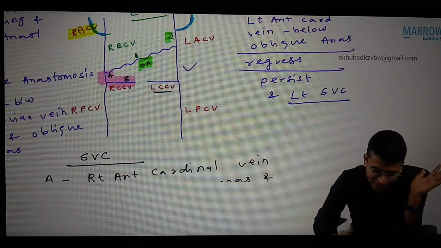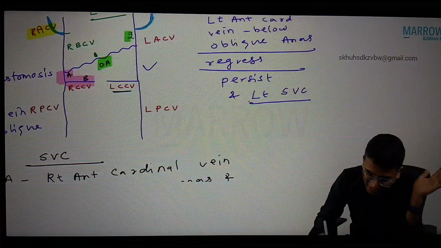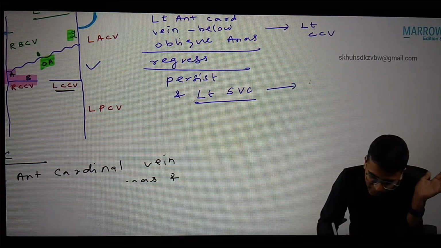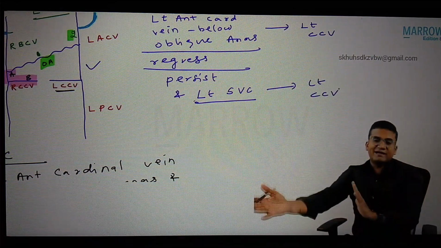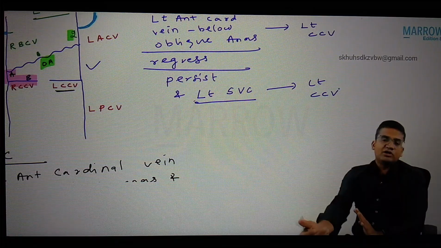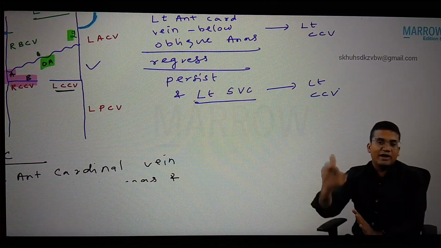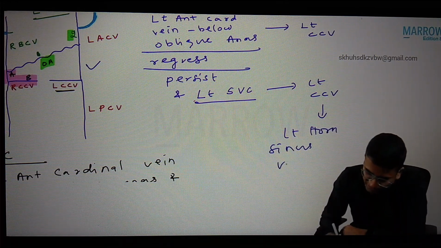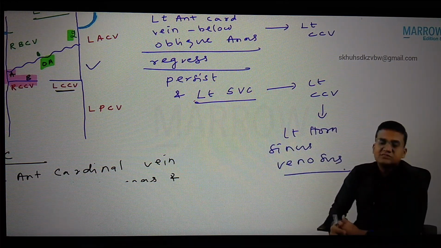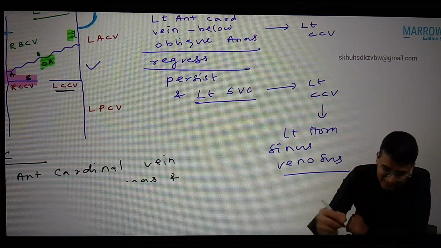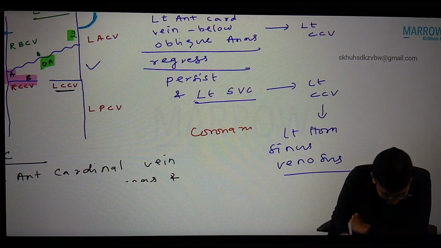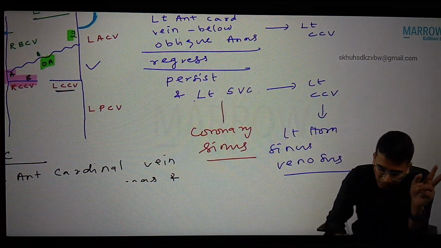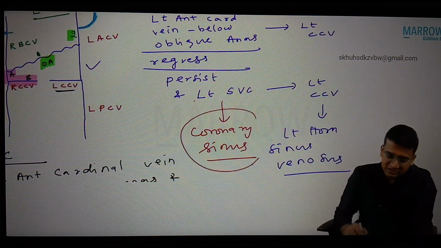Now the left superior vena cava, that is our left anterior cardinal vein, opens into the left common cardinal vein. Left common cardinal vein, left vitelline vein, and left umbilical vein open into the left horn of sinus venosus. The left horn of sinus venosus regresses and forms the coronary sinus. So the baby has a left superior vena cava opening into the coronary sinus. Very good. Very important question.